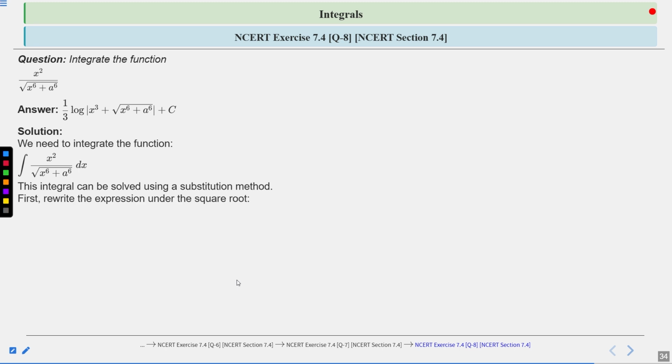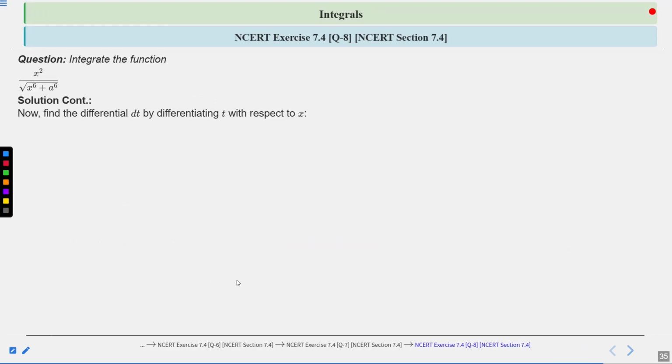First, rewrite the expression under the square root. We can write x to the power 6 plus a to the power 6 as x cube squared plus a cube squared. Now let t be equal to x cube.